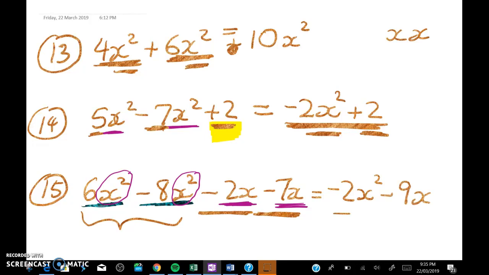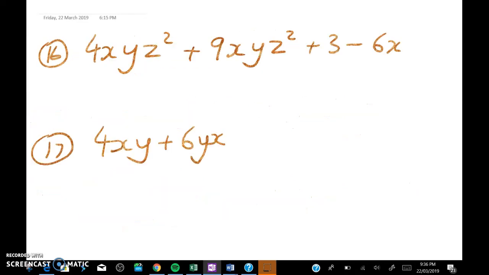I can't combine this answer anymore, because this is an x squared term, negative 2x squared, and this is an x term. They're kind of related, and we're going to see that when we get to factorising, but they're not like terms. 5 to go.